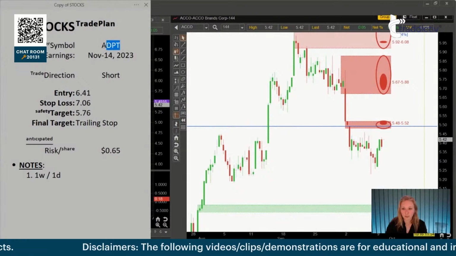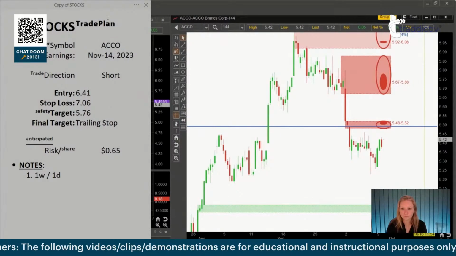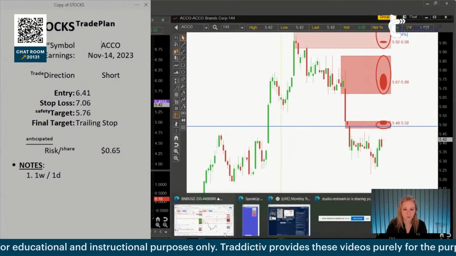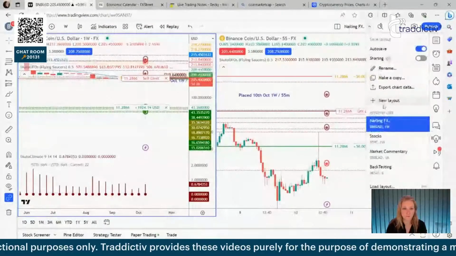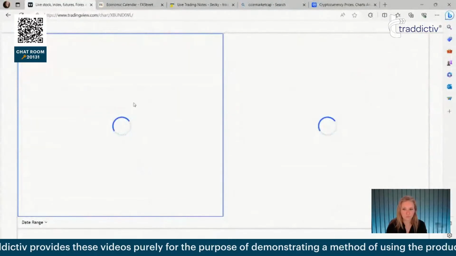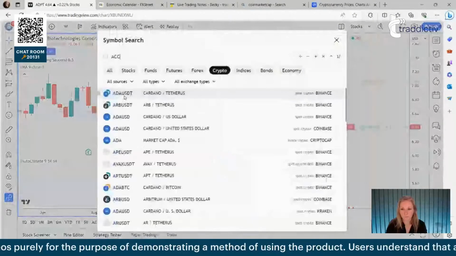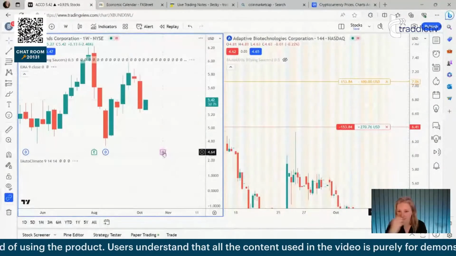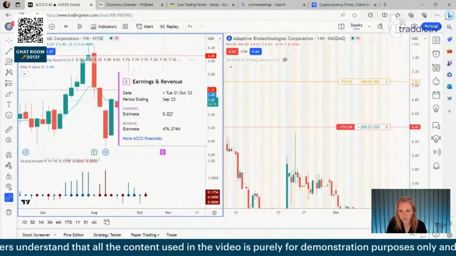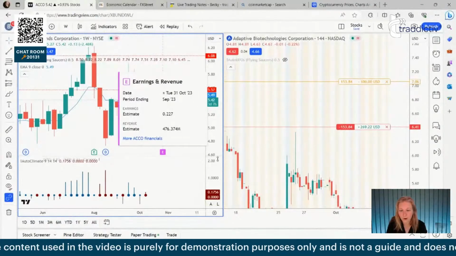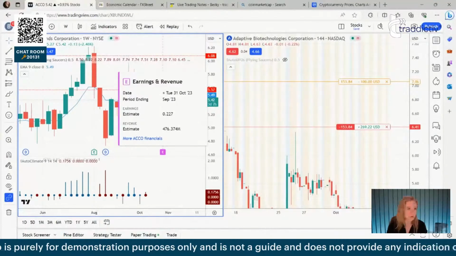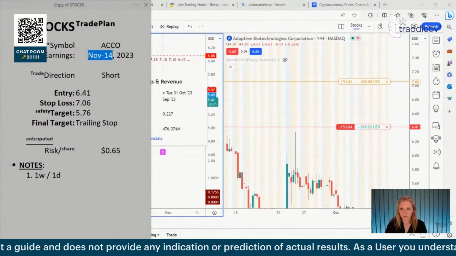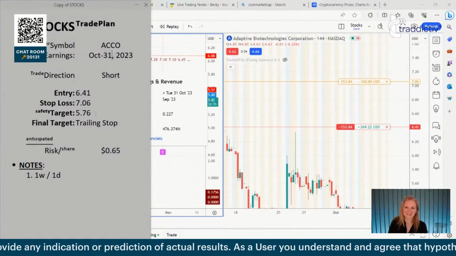Okay, so our ticker symbol is ACCO. Earnings, let's have a look at when the earnings would be. Let's go to stocks. ACCO. We already know that earnings are more than 5 days away, but let's be aware of when the next one is. Earnings will come out on the 31st of October. So again, useful to know. Halloween, hopefully it's not a scary answer.